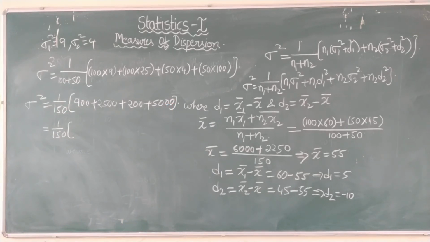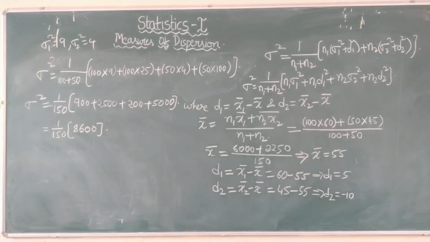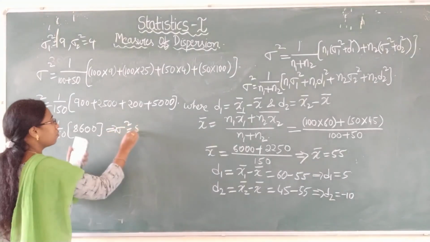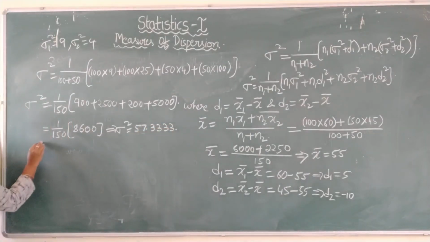Yes, now add the values. 5000 plus 2500 is 7500. 7500 plus 900 is 8400 plus 200 is 8600. So 8600 divided by 150, you will be getting the answer as 57.33. So which implies sigma square equals 57.3333. So now we want the standard deviation.